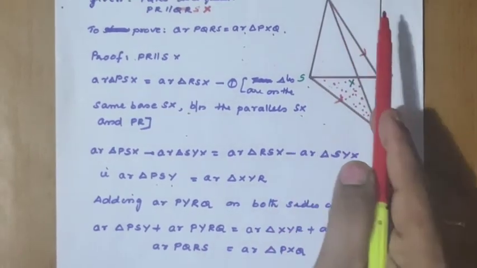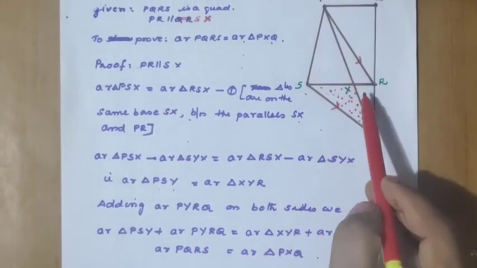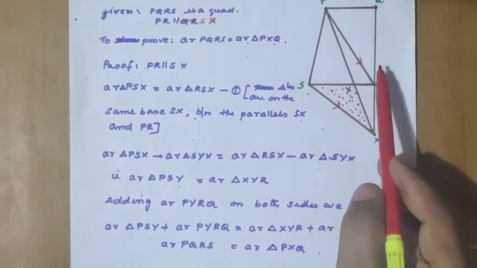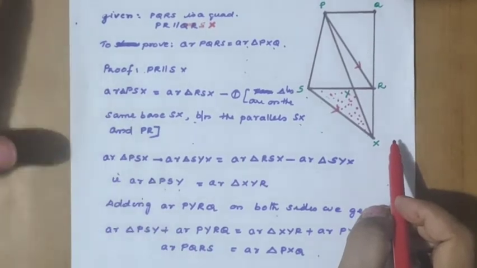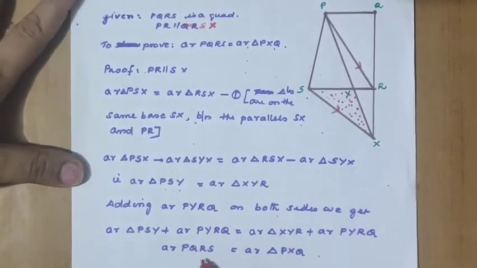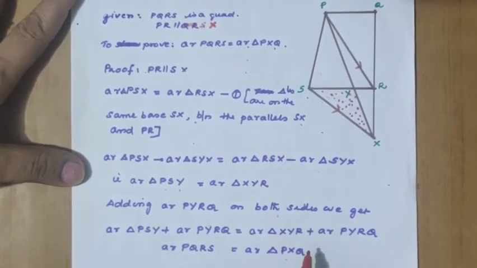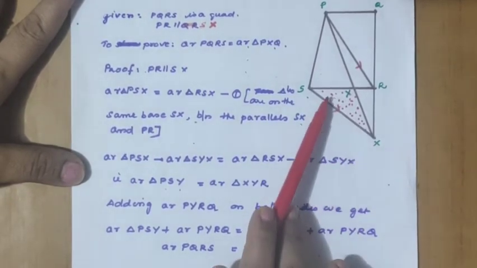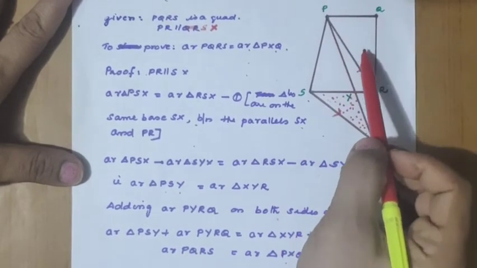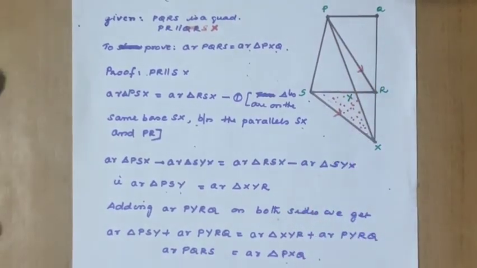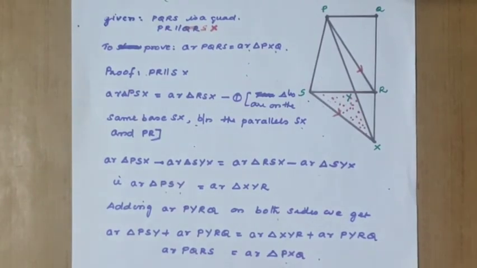XYR, we should add which part there? PYRQ. Then again we are getting PQX. PQX is the triangle there. So area PQRS equal to area PXQ. So we have two steps. First step we are subtracting this portion. Second step we are adding PQRY on both the sides. So finally our result is area PQRS equal to area of the triangle PXQ.